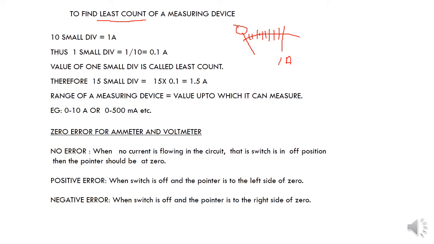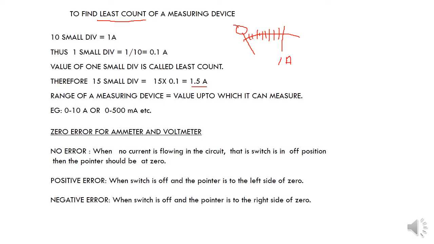So what will be the value of one small division? That is 1 by 10, 0.1 ampere. So it can measure the current of the value of 0.1 ampere. So when the current is passing through, if the pointer is at 15 divisions, then the total current passing through will be 15 into 0.1, that is 1.5 ampere.